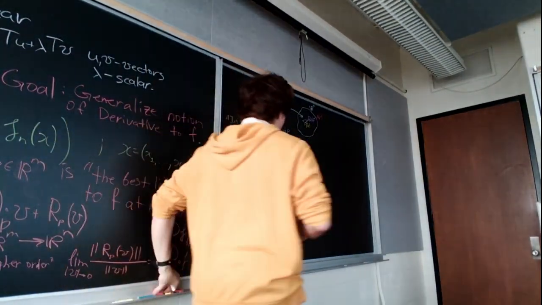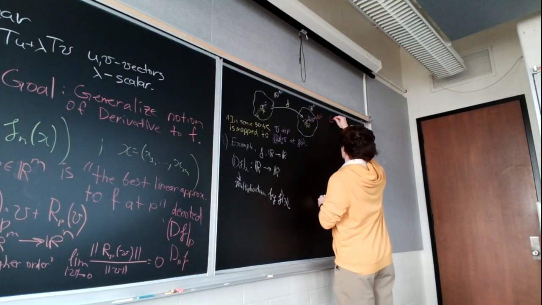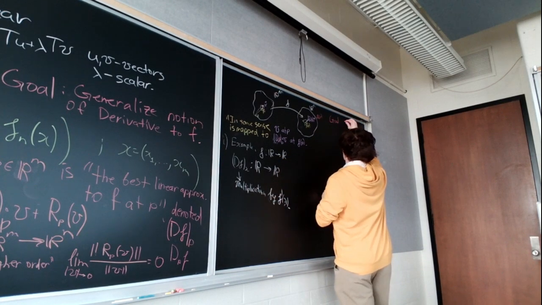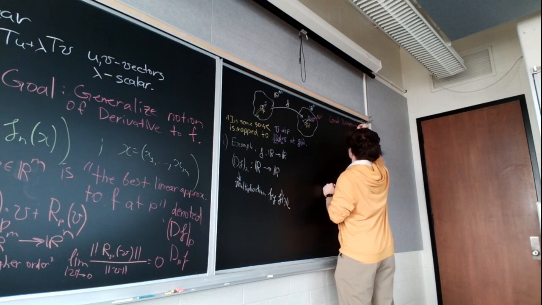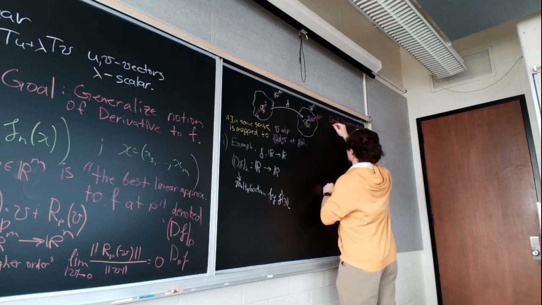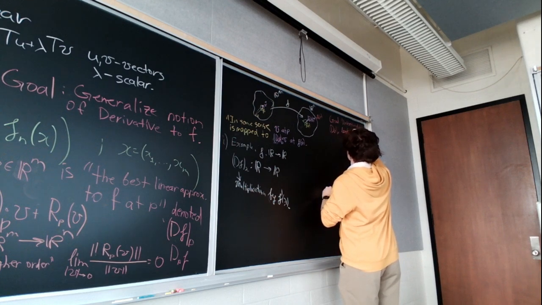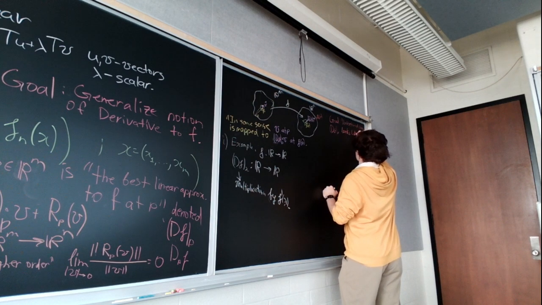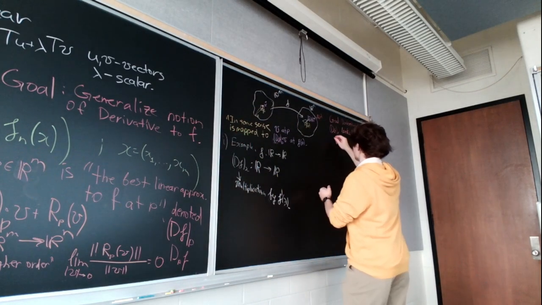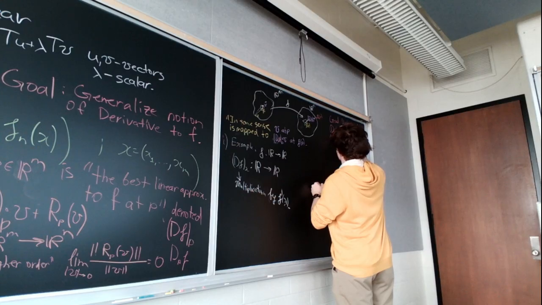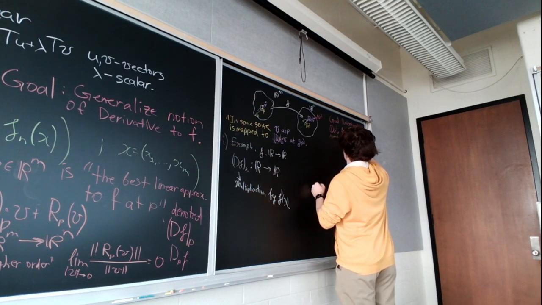So now I set out a new goal for ourselves. Goal: understand how df at p looks. And so the solution, well, not quite a solution, but our approach, is to write down the matrix in a basis.